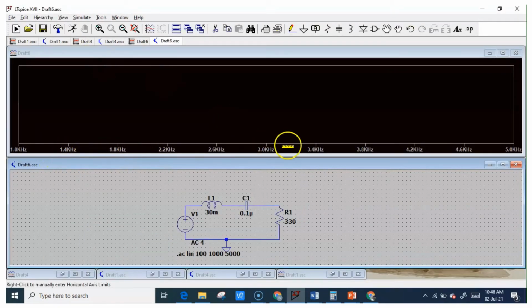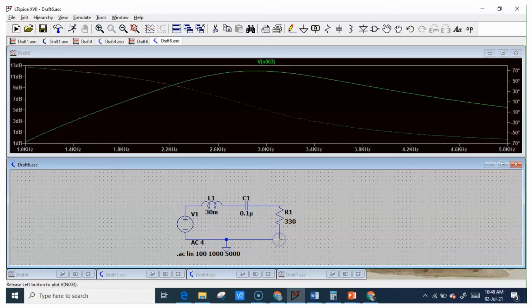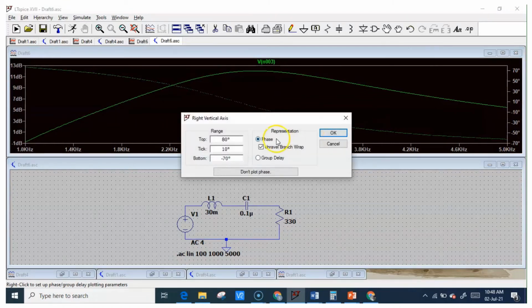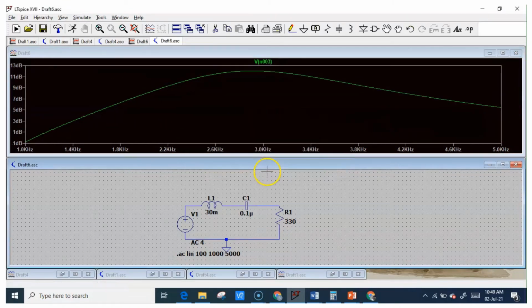So here we got the x-axis as frequency, which came in hertz, and now we are going to find the voltage across the resistor. So here we have decibels and phase. We don't need this phase angle, so let's delete this plot. Now here it came in dB, that is decibels.